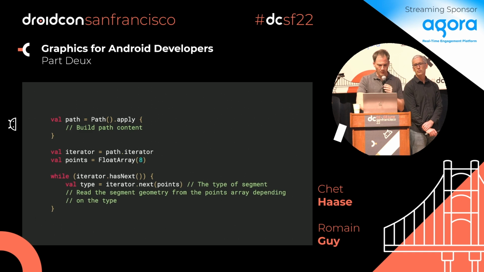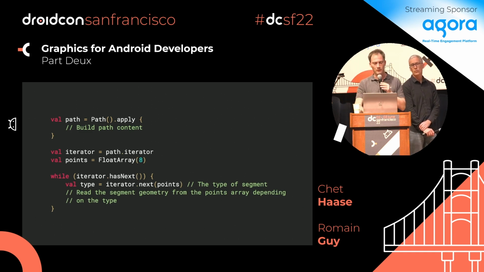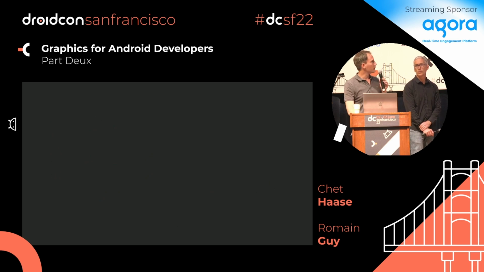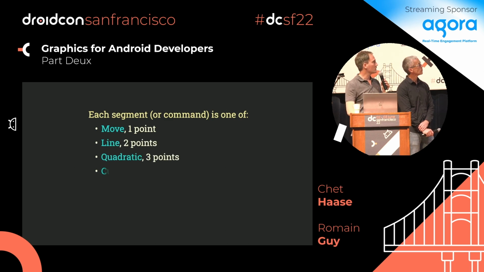So that's the other API where you can use a more traditional iterator so you can reuse existing allocations. And when you iterate over the segments, each segment can be one of the following. It can be a move, so that's the path.move that you do. It can be a line. It can be a quadratic, a cubic, or something called a conic.